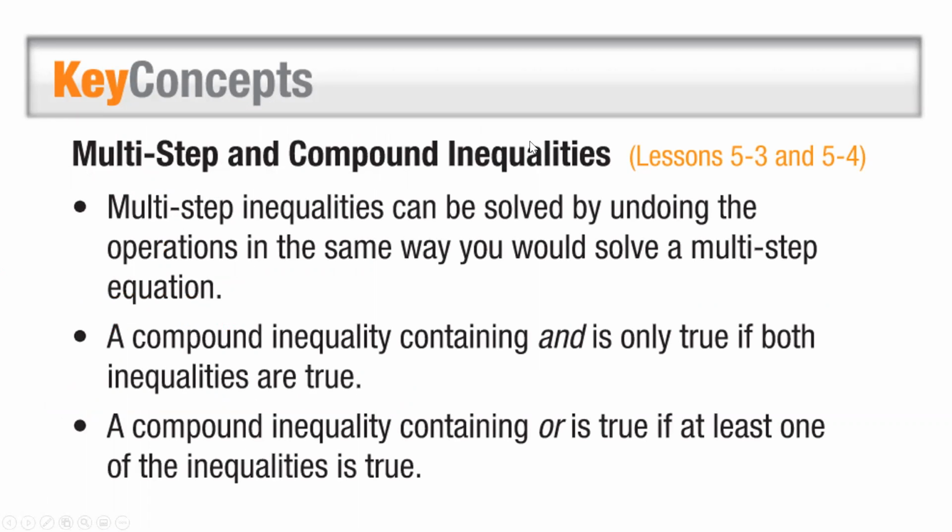Now we have multi-step and compound inequalities, and these are lessons 3 and 4. Multi-step inequalities can be solved by undoing the operations in the same way you would solve a multi-step equation. So this is what I was mentioning earlier. And a compound inequality containing "and" is only true if both inequalities are true. So if it's "and," both of them have to be true. If one of the inequalities is not true, then that would be false and that's no solution, okay? And a compound inequality containing "or" is true if at least one of the inequalities is true, okay? At least one. So as long as one of them is true, then it's a true statement, okay?